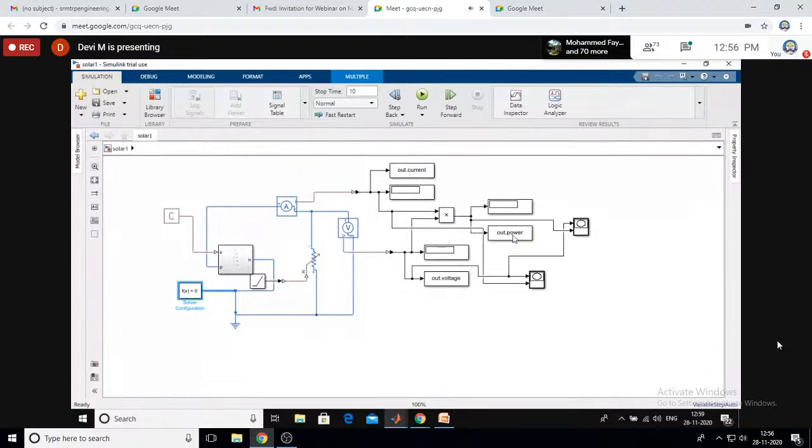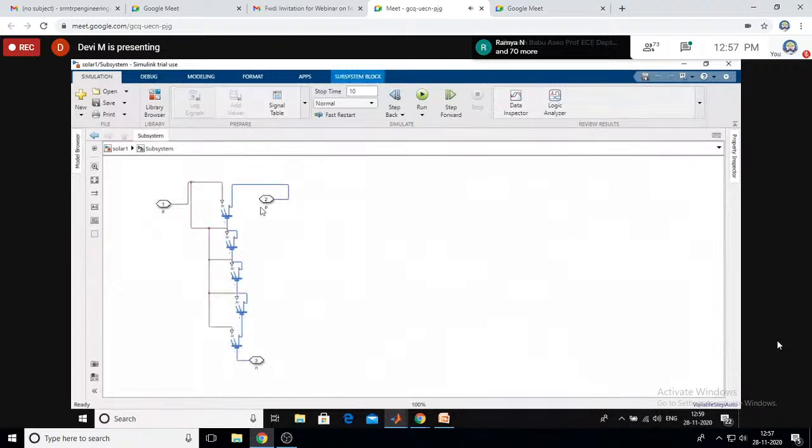So I have drawn the VI characteristics and PV characteristics of the solar cell. Here I have used 5 solar cells connected in series, or parallel? I forgot. Yes, I have connected them in series. Can you see 1, 2, 3, 4, 5? It is a series connection of solar cells. This is the positive PN junction. These are your equations.